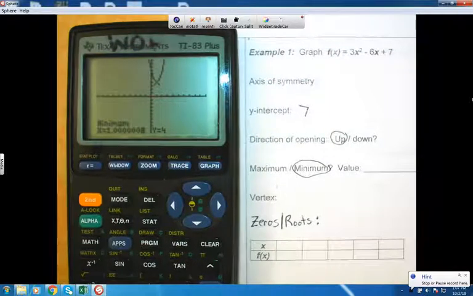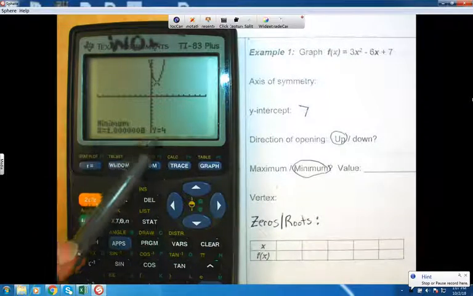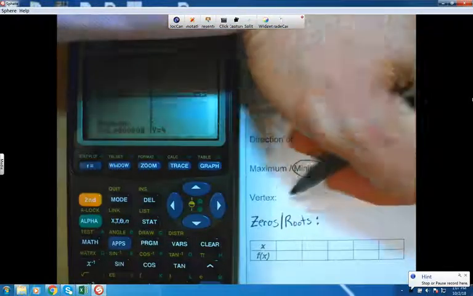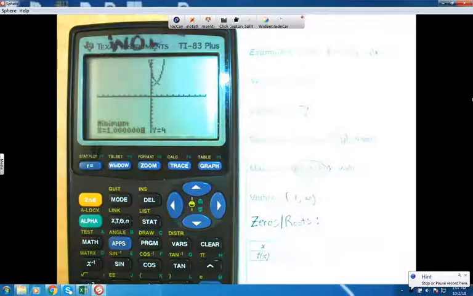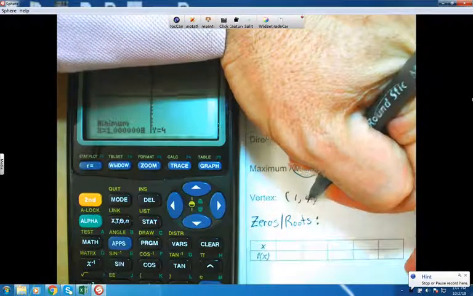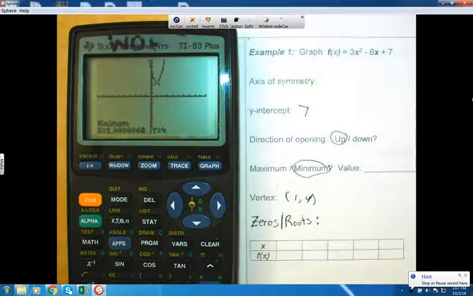All right, excuse me. Okay, so the vertex is this point. The calculator is, like I said, taking a guess. It's not perfect. So it's actually hitting at 1, and it almost got there, but not quite. So you just know, okay, it has an x-coordinate of 1 and a y-coordinate of 4. So the vertex is (1, 4).